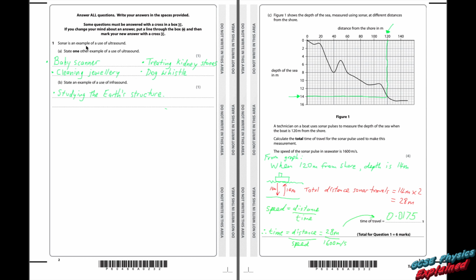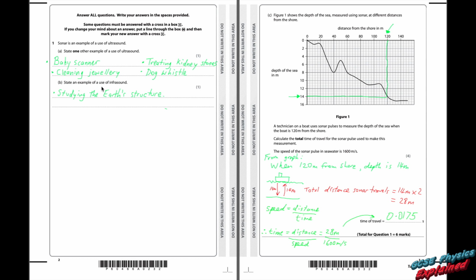Question 1. Sonar is an example of a use of ultrasound. State one other example of a use of ultrasound. Right, the typical uses are scanning for babies, so a baby scanner, cleaning jewellery, cleaning watches, cleaning glasses, cleaning rings, treating kidney stones, the vibrations from the ultrasound smash them to pieces without having to operate on someone. Or a dog whistle, because ultrasound's above 20,000 hertz. Humans can't hear it, dogs can.